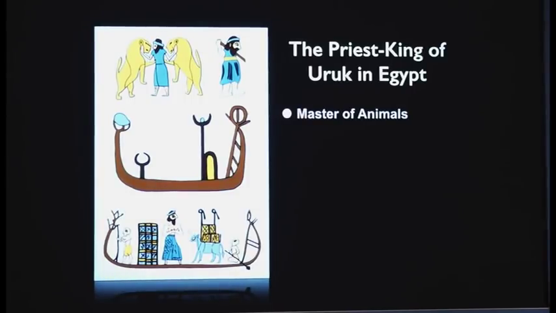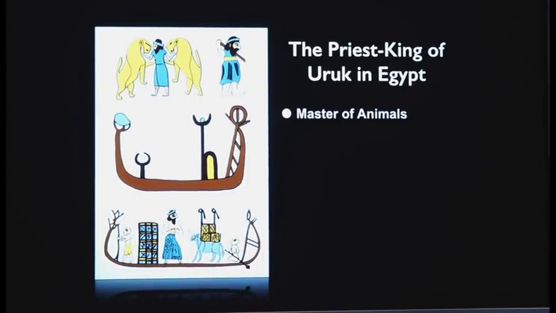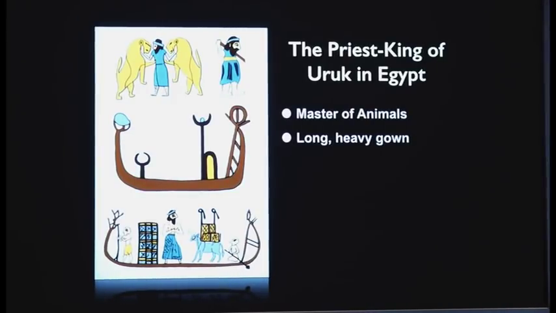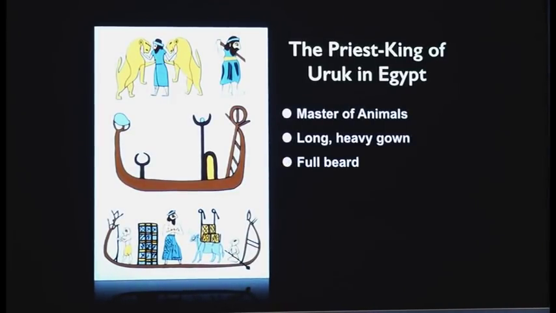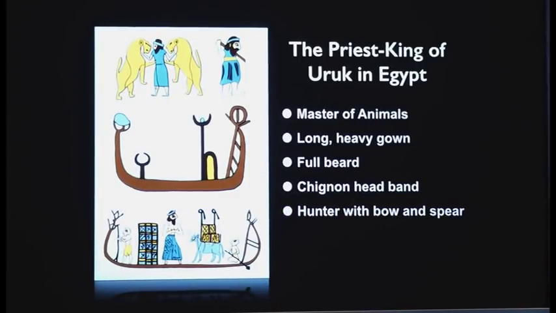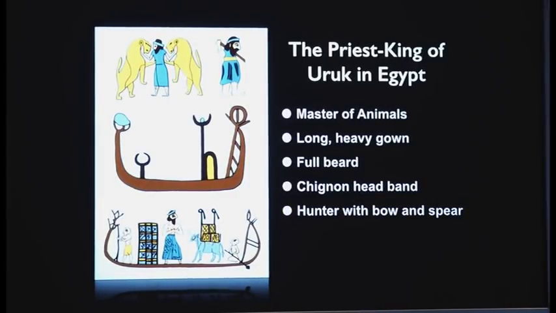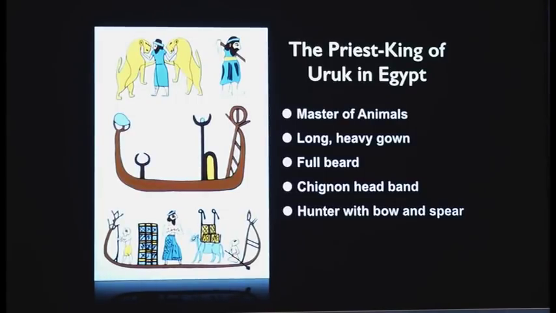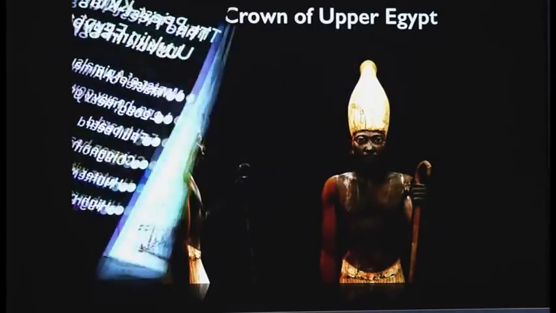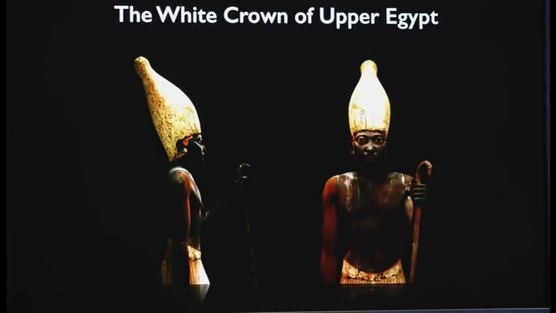So the Master of Animals motif is from Uruk, from Mesopotamia. The long, heavy gown is typical of Mesopotamian kingship. The full beard that we see in the pharaohs starts in Mesopotamia. We have the chignon headband around the head. He's a hunter, and he's called the mighty hunter. We call him the hunter king. And he actually sails around in a high-prowed boat. So all these elements are Mesopotamian.